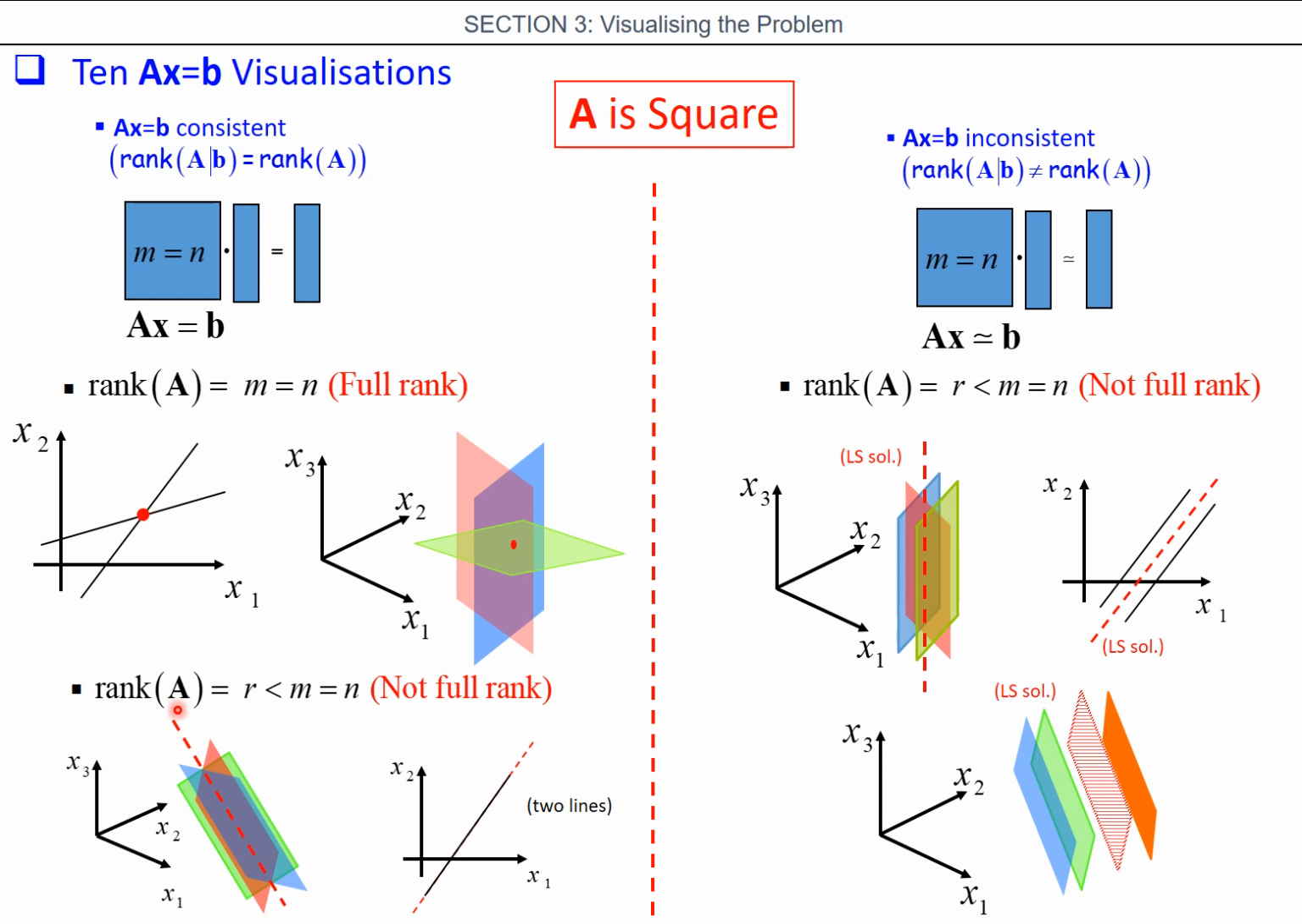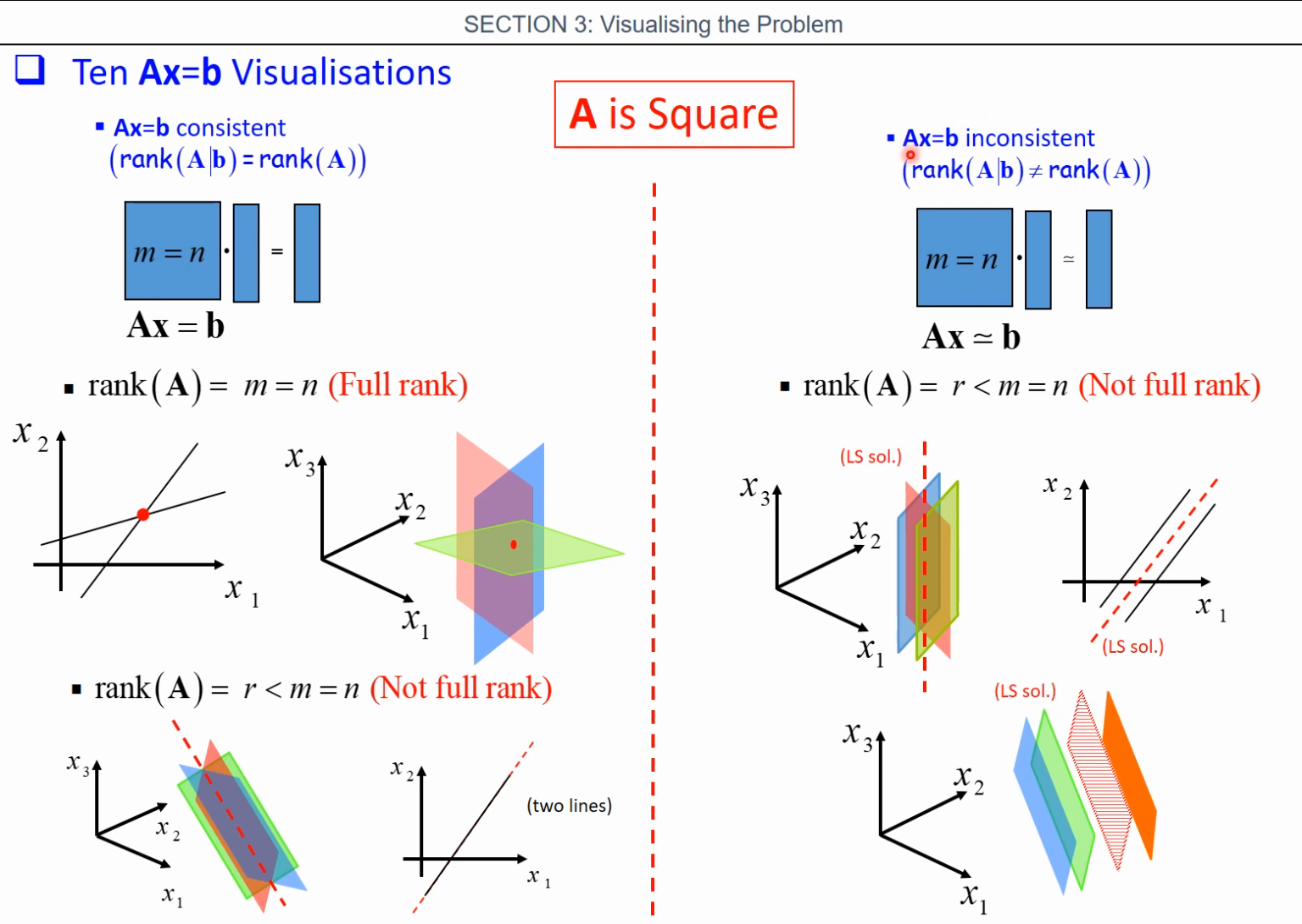Here's the case where A is not full rank, and so what you get there is an infinity of solutions. Here's a case where there are 2 lines, 2 black lines, one on top of the other, and the red line shows the solution. There's an infinity of solutions.